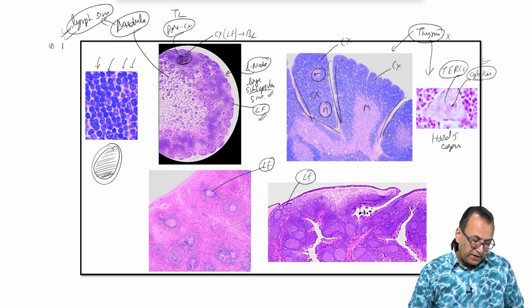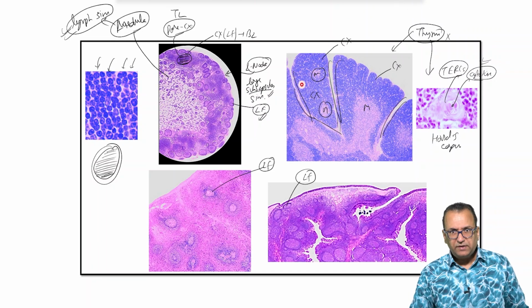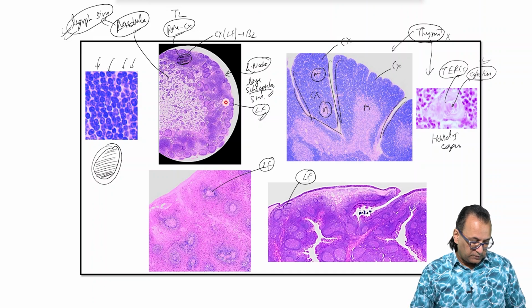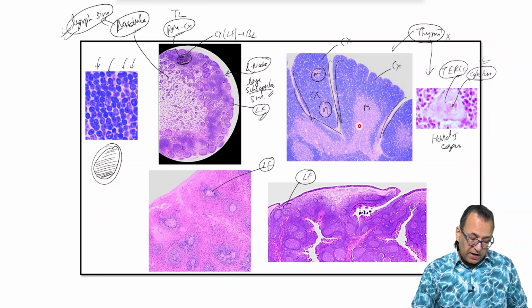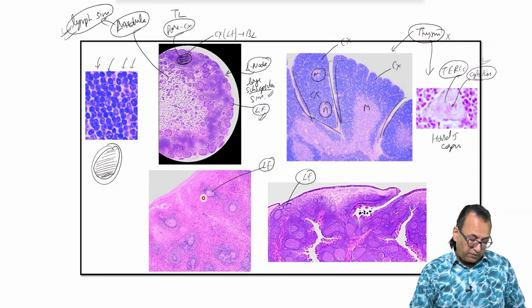So how do you identify, first of all, lymphoid organs? By a lot of blue cells, so lymphoid organs. Now, how do you identify a lymph node? A lymph node has an outer cortex, then a paracortex, and then a medulla. What about the thymus? Thymus is a highly lobulated structure with Hassall's corpuscles, multiple cortex medulla, cortex medulla, cortex medulla, and no lymphoid follicles.